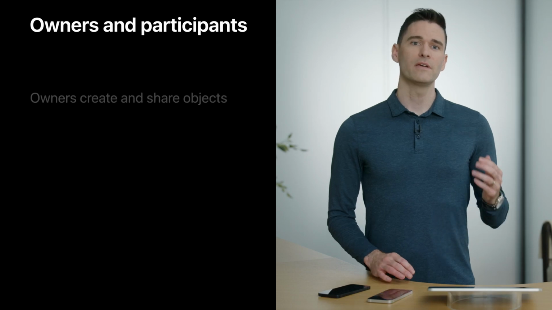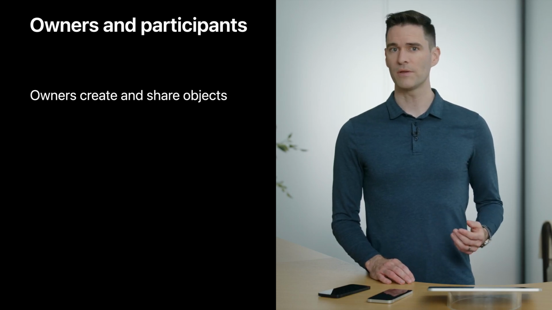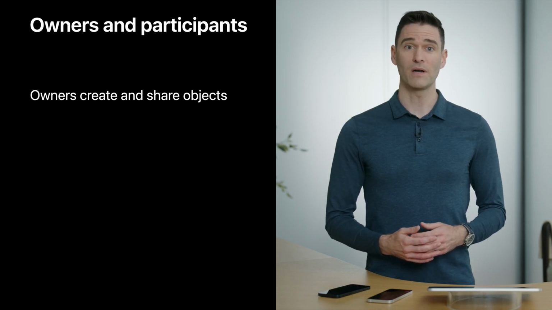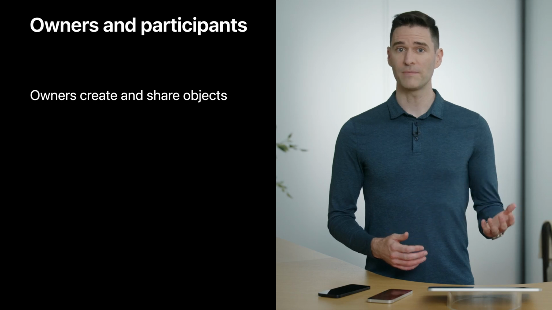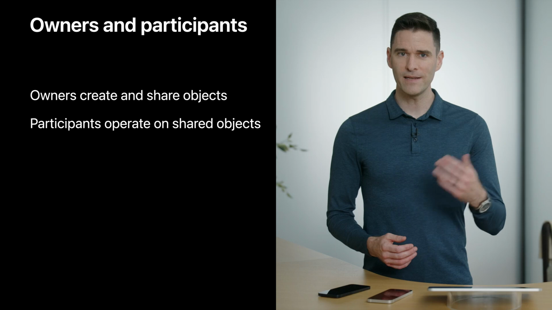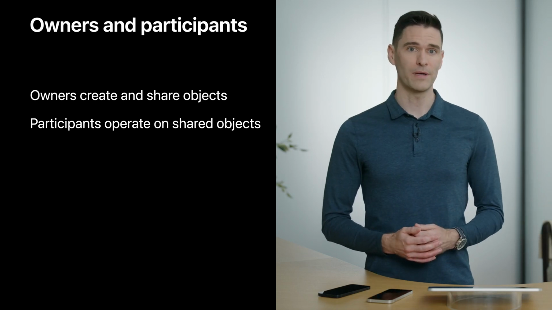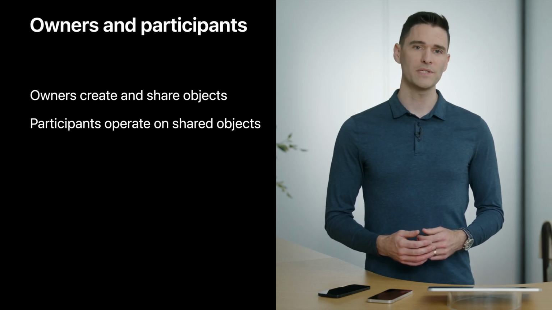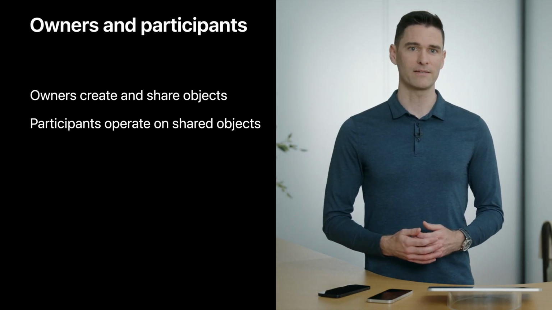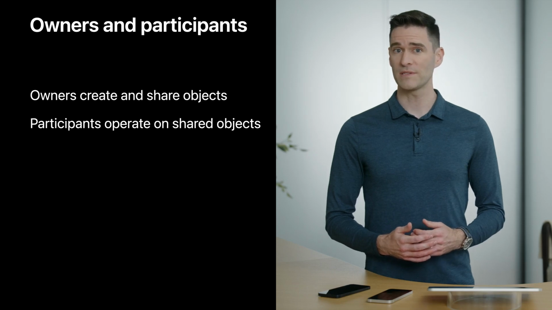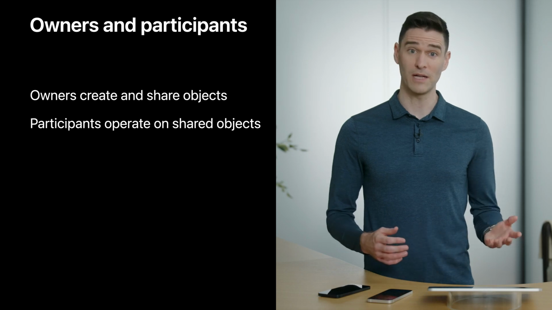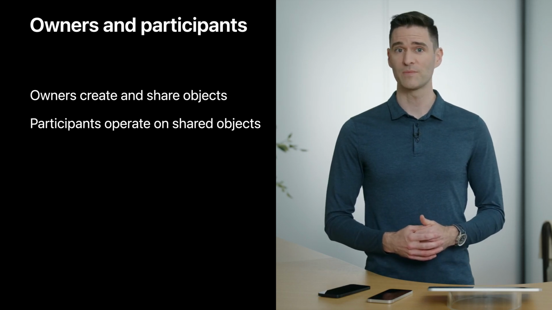The first is the notion of a set of actors. We call them the owner and the participants. The owner is the iCloud account that actually owns an object. Owners create and share objects with a set of participants. A participant is any other iCloud account that is allowed to operate on those objects in some way. Participants can have different roles and permissions that constrain how they can act on a particular set of objects, which brings us to the second key concept, how NSPersistentCloudKitContainer and CloudKit structure these shared objects.